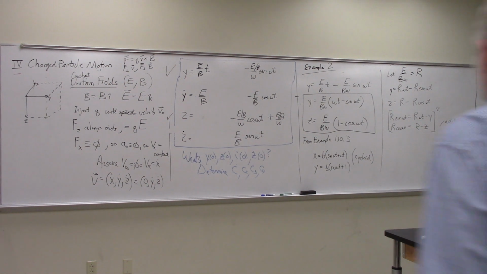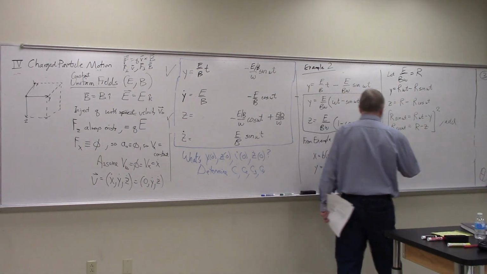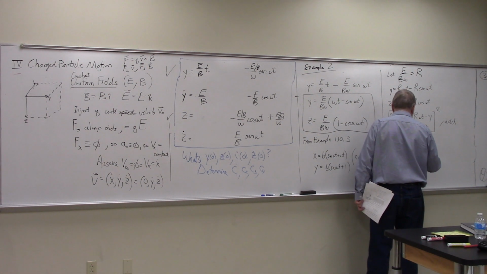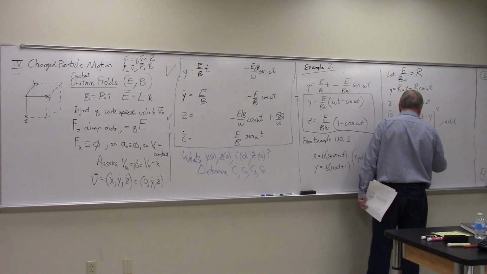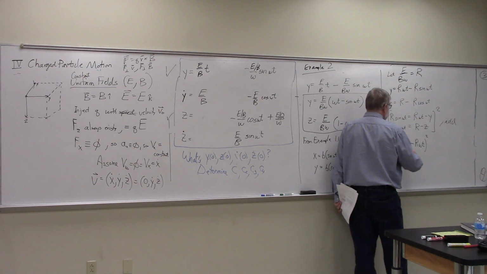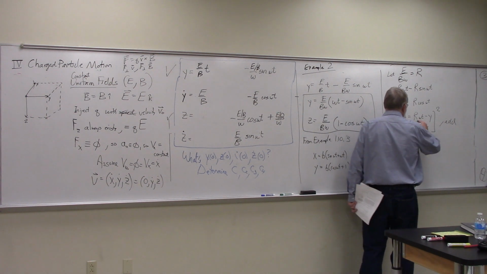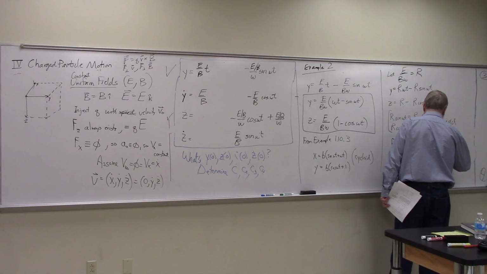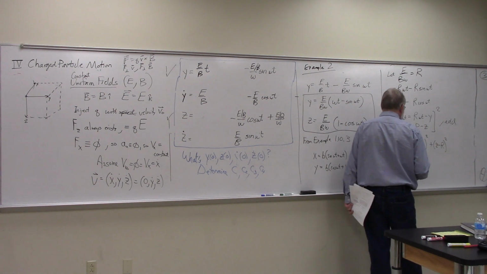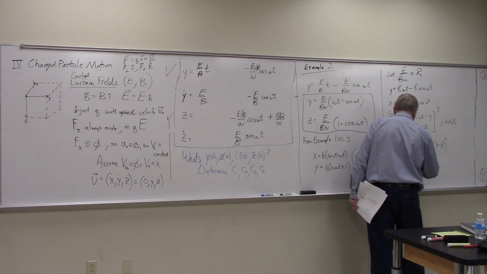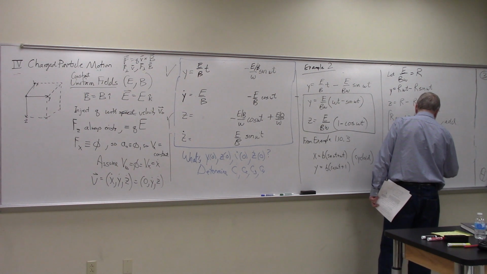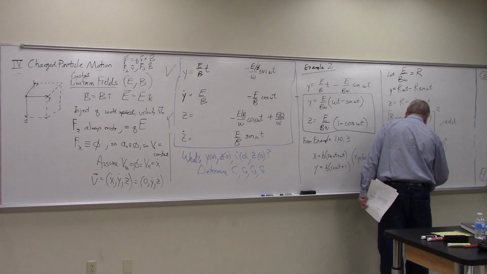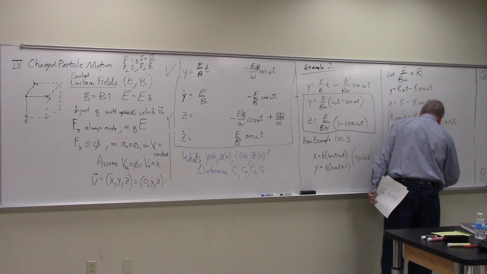So square them, add them together. We get R squared equals this quantity squared. Do you believe that this is the same thing? Does it matter whether I have y minus r omega t or r omega t minus y, if I'm going to square it? And this is the equation of a circle, radius r, and its center is at y equals r omega t.